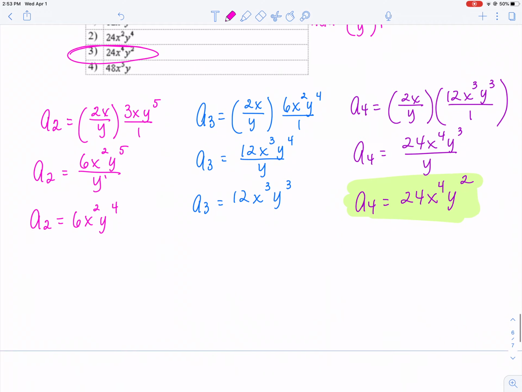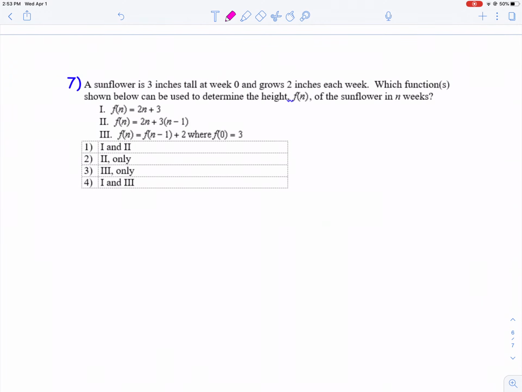Okay, I'm going to do one more with you. Let's look at the sunflower. A sunflower is 3 inches tall at week 0, so be careful. A sub 0 is 3. It grows 2 inches per week. So what does that tell us if it grows 2 inches per week? We're talking about an arithmetic sequence, and our common difference is 2. Which functions can be used to determine the height f of n of this sunflower?